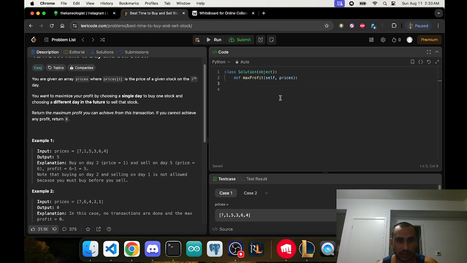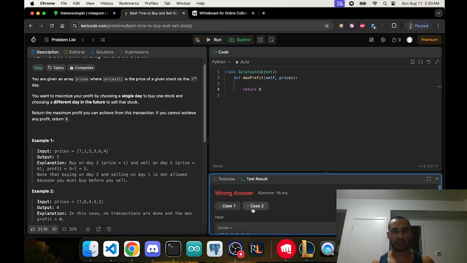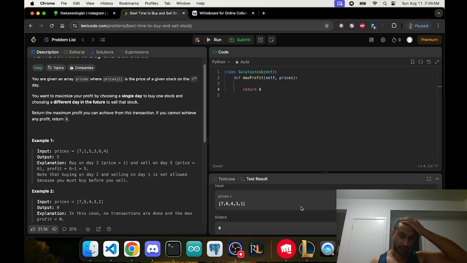So if you can't find profit, return 0. That's like a base case. I always look for these base cases that I can at least get some sort of a result from. See, look, case 2. You can't get any profit because it's a reversed array, so you get 0 output. There's no profit to be made.